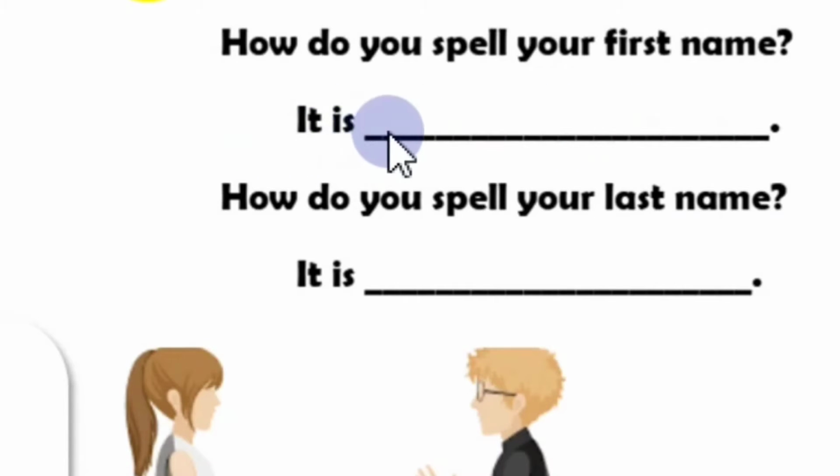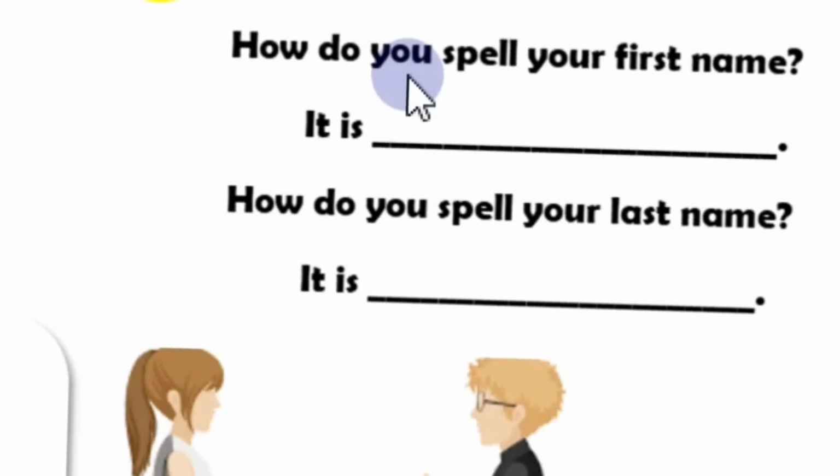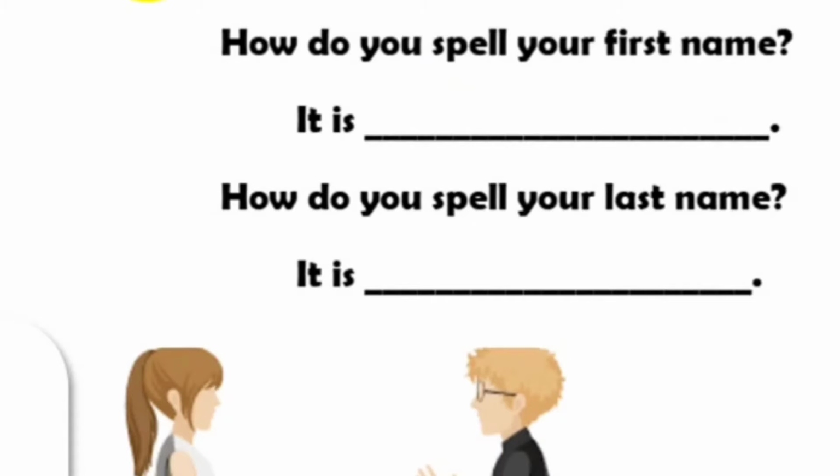It is Hameed. Okay, how do you spell your last name? So you can say it is Bakhtani. So when you don't know how to write someone's name, maybe first name or last name or middle name, you can ask this question. How do you spell your first name, last name or middle name? Okay.